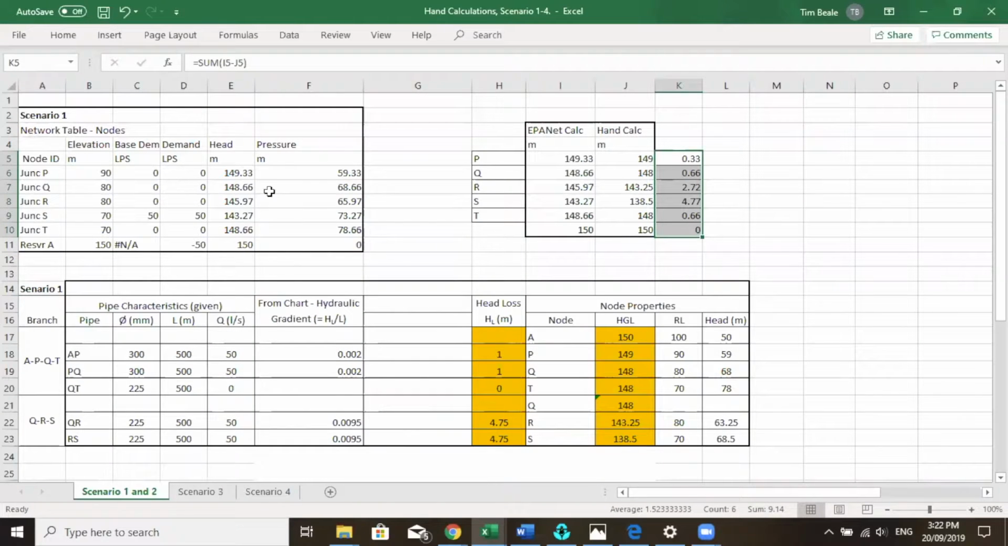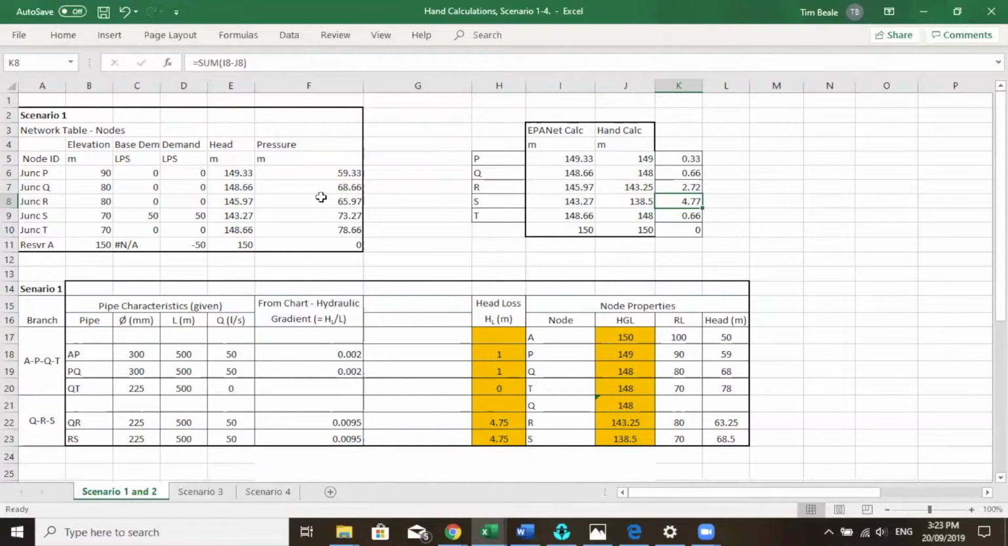Scenario one from our EPANET results, hand calculations done by our infamous Tim. And these are our comparisons. Okay, so in comparing the calculations from the EPANET versus the hand calculations, there's a very minor difference between them, except for our node S, which is the one we're looking at with our 50 litres per second discharge, which is at 4.77 metres, effectively giving us about a 7% difference overall.